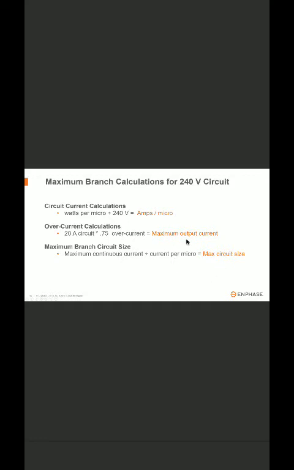Once we get that, we divide that maximum continuous current by the current from one microinverter. All our microinverters are connected in parallel with the help of Q cables, and when connected in parallel, the current from each microinverter gets added up. So we divide the maximum continuous current on the Q cable, derived from above, by the current coming out of one microinverter. That will give us the maximum number of microinverters.